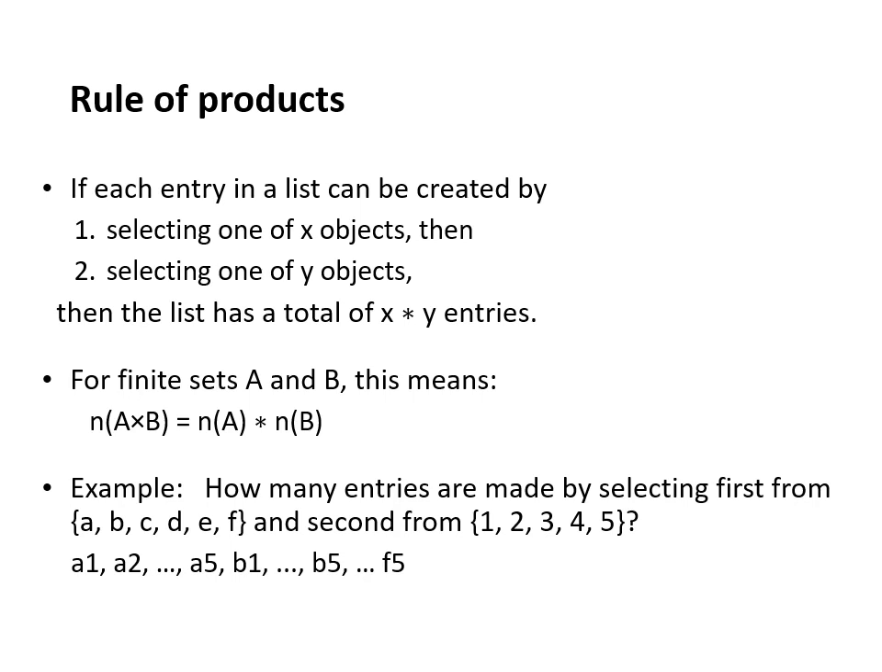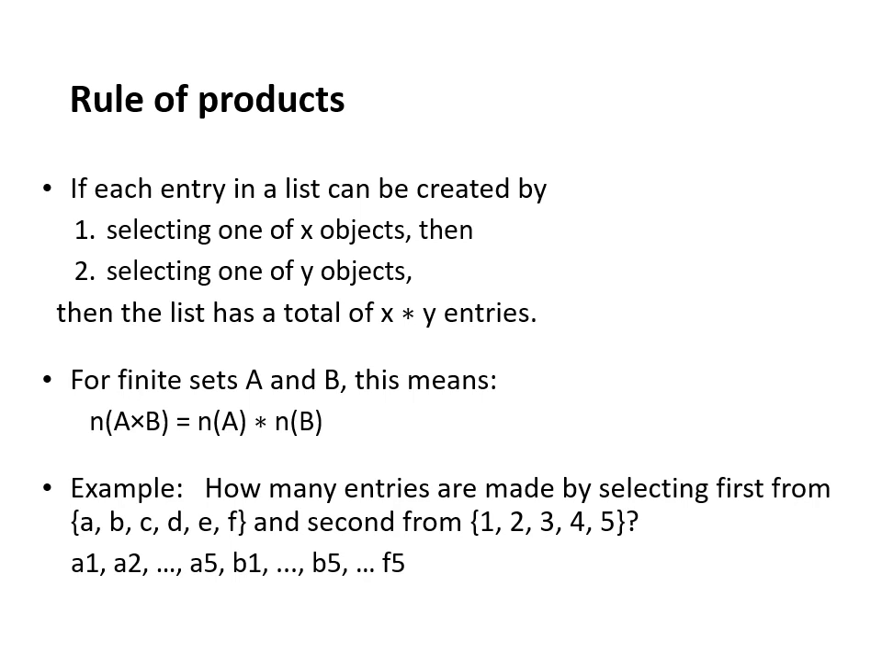And the first rule that we are going to talk about is called the rule of products. If each entry in a list can be created by selecting one of X objects and then selecting one of Y objects, then the list has a total of X times Y entries. For finite sets A and B, this means that the number of elements in their Cartesian product is equal to the number of elements in set A times the number of elements in set B. And here is an example.